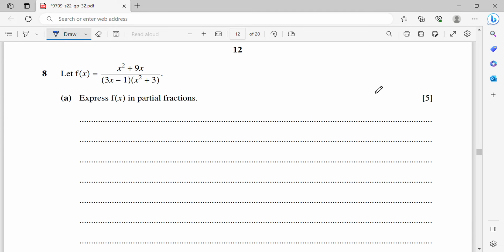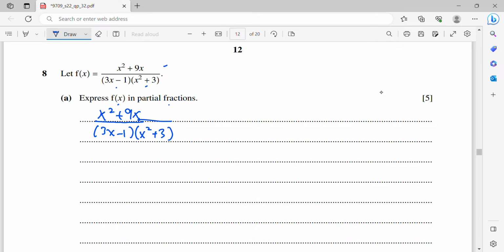Alright, so now question 8. Let f(x) be (x squared plus 9x) divided by (3x minus 1) multiplied by (x squared plus 3). Express f(x) in partial fractions. So, x squared plus 9x divided by (3x minus 1) multiplied by (x squared plus 3).